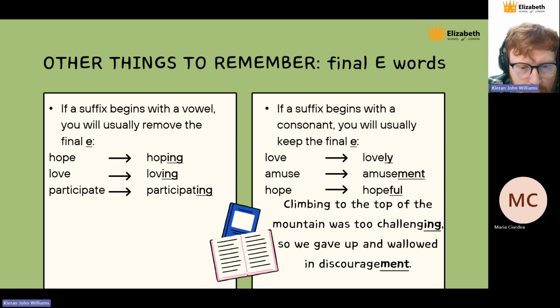Check if our suffix begins with a consonant. So here, our suffix is ly, which begins with L. With amusement, our suffix is ment, and that begins with M, which is a consonant. And hopeful, ful is our suffix, and that begins with a consonant. So if the suffix begins with a consonant, we keep the E from before. So love with an E becomes lovely with an E. Amuse with an E becomes amusement. We keep the E. And hope with an E becomes hopeful. Again, keeping the E.